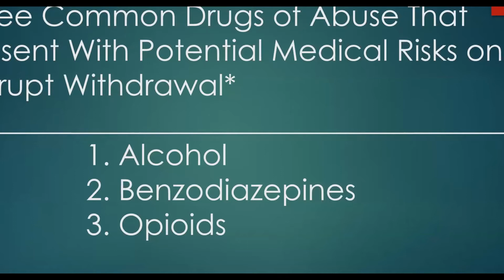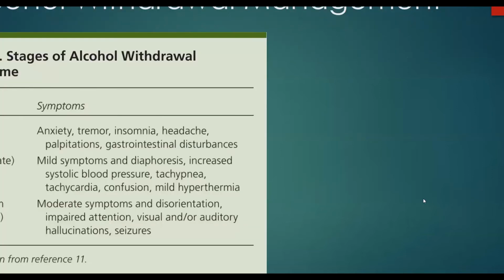On the bottom, I talk about pregabalin and gabapentin because they can have a significant withdrawal presentation, and also antidepressants. You should be aware that they can have a discontinuation syndrome associated with abrupt withdrawal.